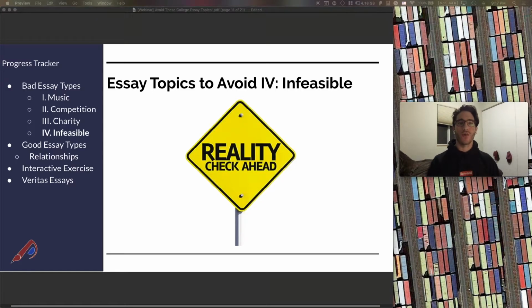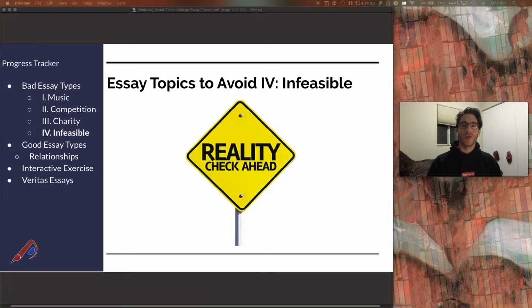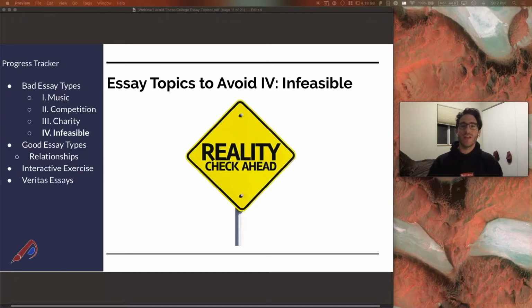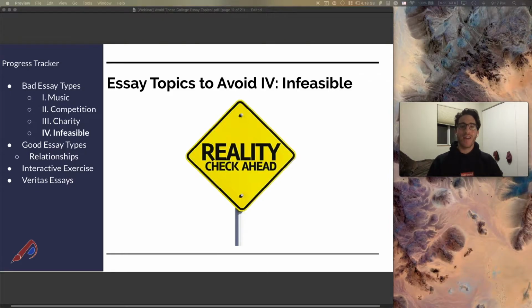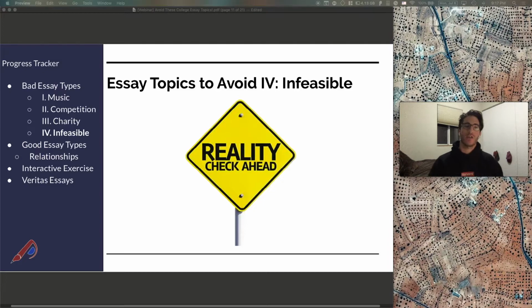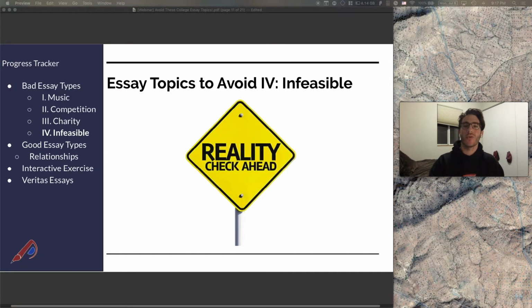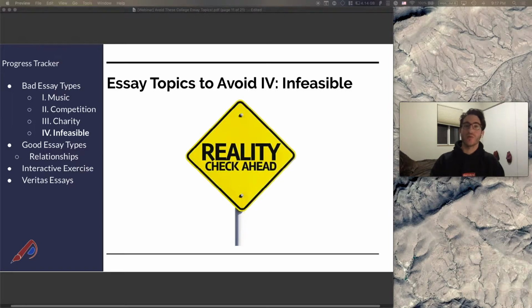Now, onto our fourth topic, the infeasible essay. This is the most vague category of essays to avoid, because generally these topics will sound great at first glance. You might have an ambitious idea for how to approach a certain topic, and when you brainstorm a bit on it, you're pretty much sold. It seems like it could be an incredibly interesting or different essay that'll stand out from almost every other.